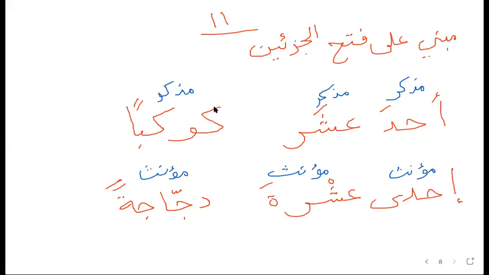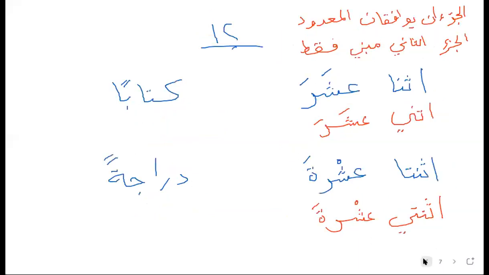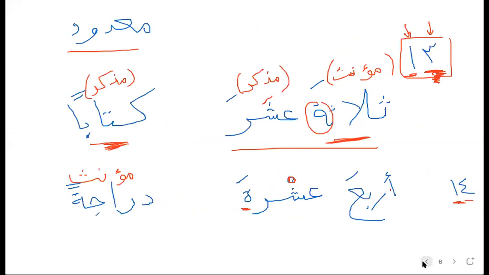But how does number 11 differ from number 12? It is mabniyun ala fathil juz'ain. Barakallahu feek. Whereas ithna ashara, only the juz' al-thani is mabni. Juz' al-awwal is not mabni. So number 11 is the same as number 12 when it comes to al-muwafaqa. Al-adad yuwafiq al-ma'dud in every sense. It's the same as 13 to 19 when you're talking about mabniyun ala fathil juz'ain.